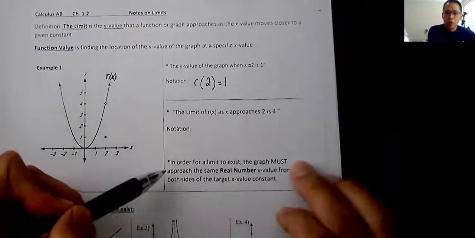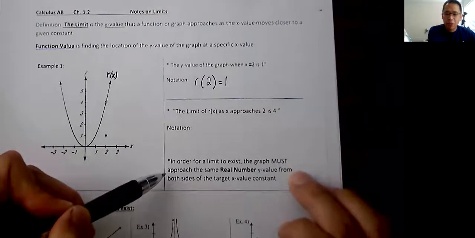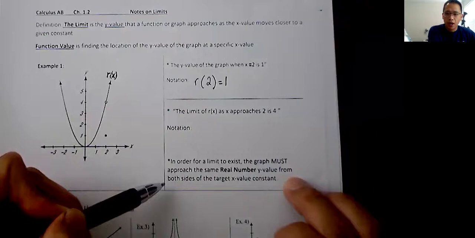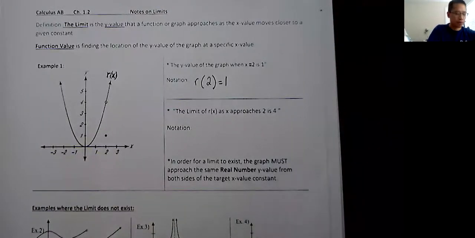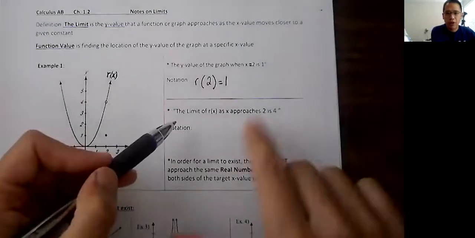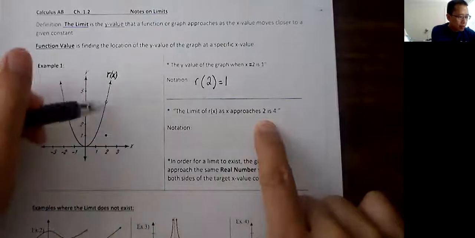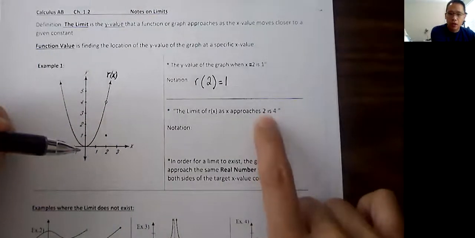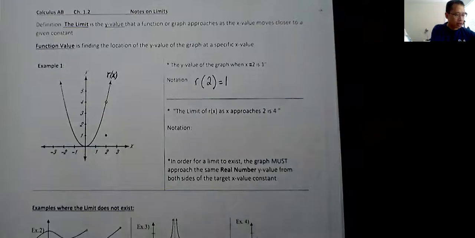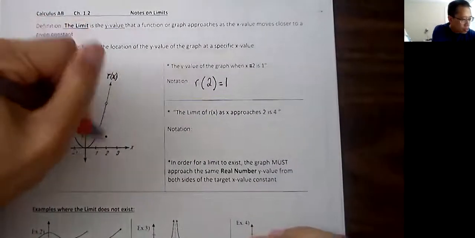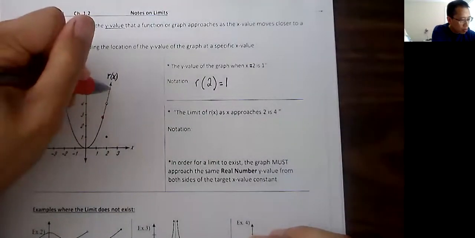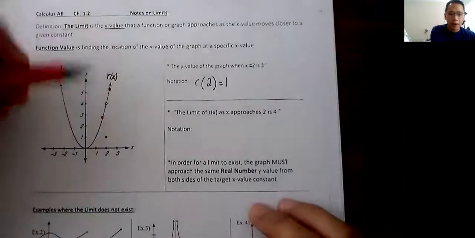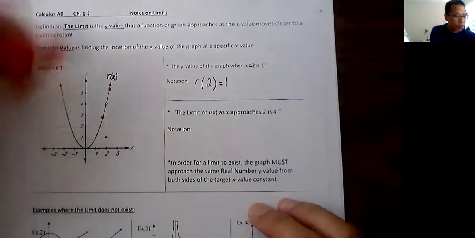So in order for us to find a limit, the graph must approach the same real number y value from both sides of that target x value. So we're talking about the approach. So this is how I want us to think about limits. If we're trying to find a limit as x approaches 2, okay, we want to pick points close to 2 on either side of the graph. Okay. So I'm just going to pick a point that is relatively close to x equals 2 on the graph. So I'll pick a point to the left of 2, and then I'll pick a point to the right of 2.